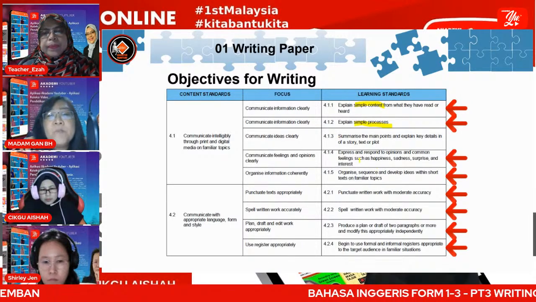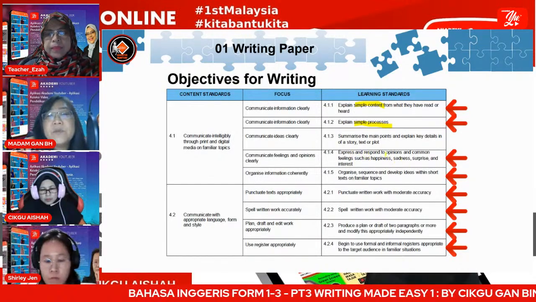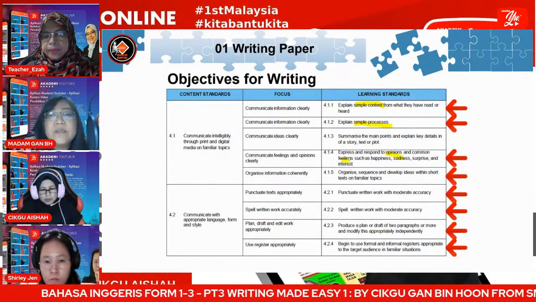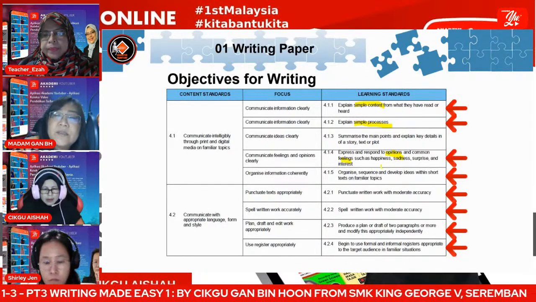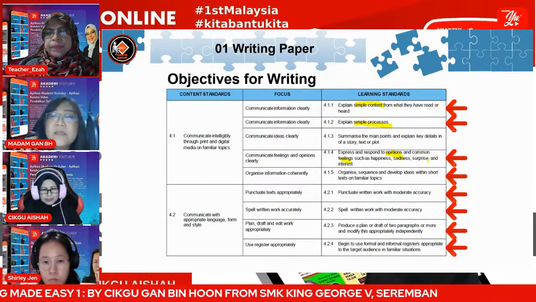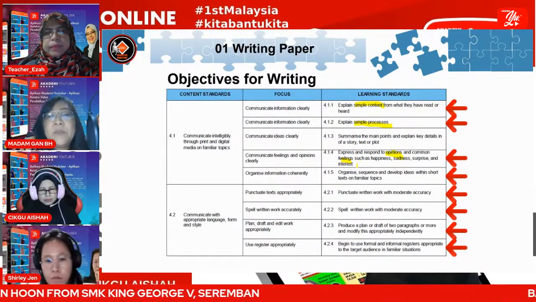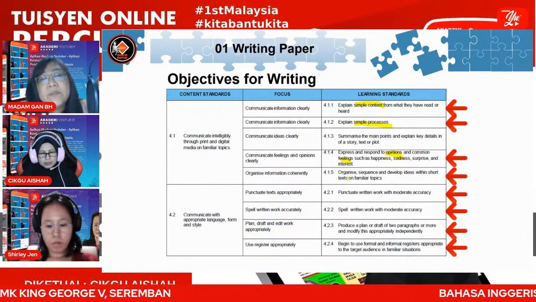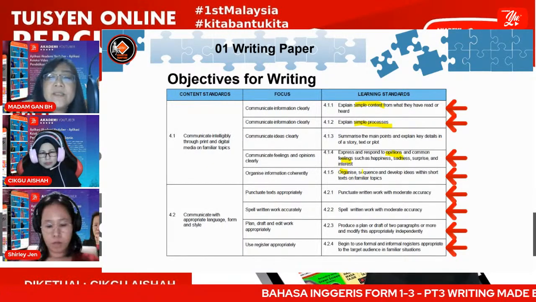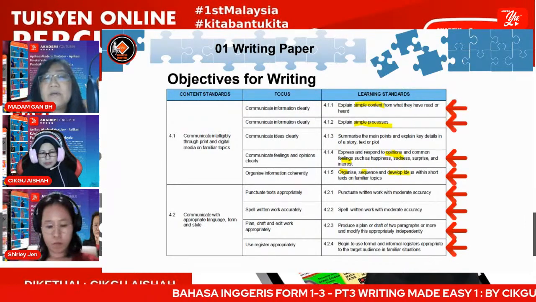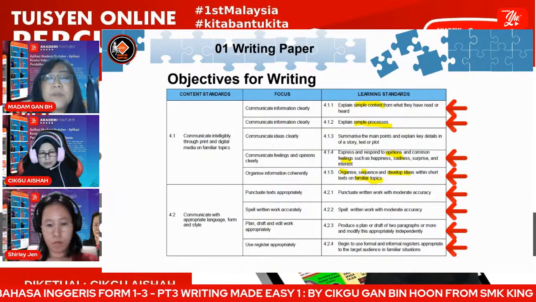Okay, the next one, you have to be able to express and respond to opinions and common feelings. So you have to write about opinions and also your feelings, okay, such as happiness, sadness, surprise, and others. So this could happen in both part 1 and part 2. And also, what are you tested on? Whether you can organize, you can sequence, and you can develop ideas, okay? So it is on familiar topics.